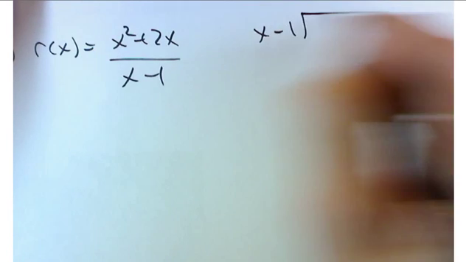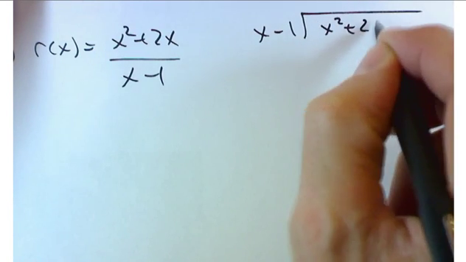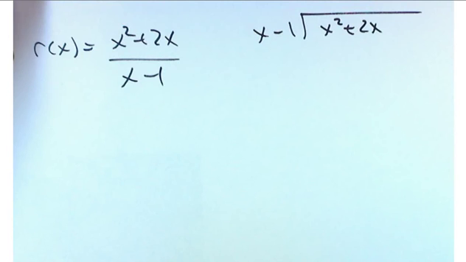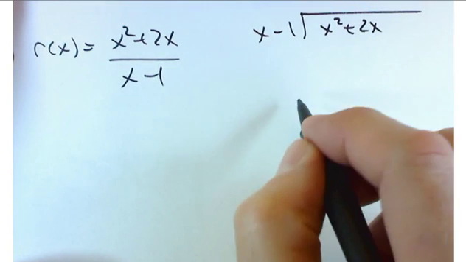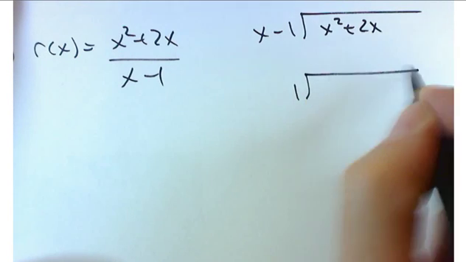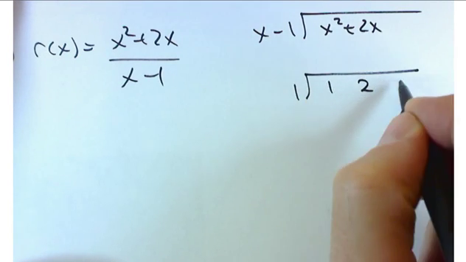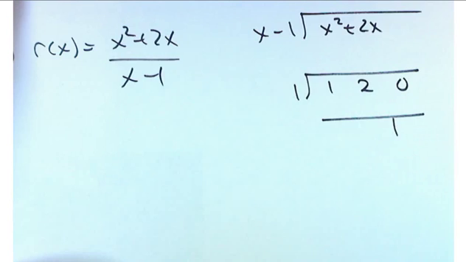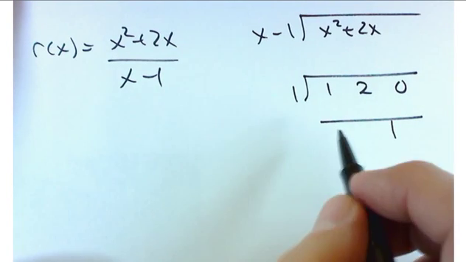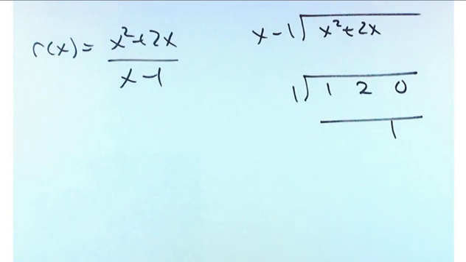You could do it longhand, but a lot of you probably aren't all that great at doing it longhand. So what's another way I can do this division? Synthetic division. 1, 2, and 0. So run through the synthetic division and see if you can tell me what you get for r of x here. Or I mean that quotient, I should say. Quotient and remainder.